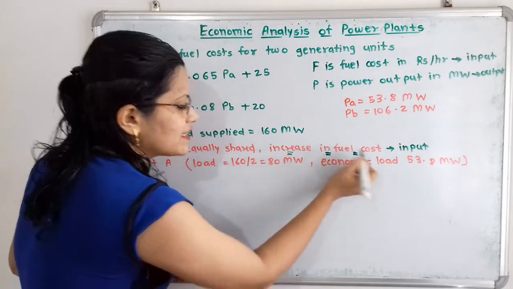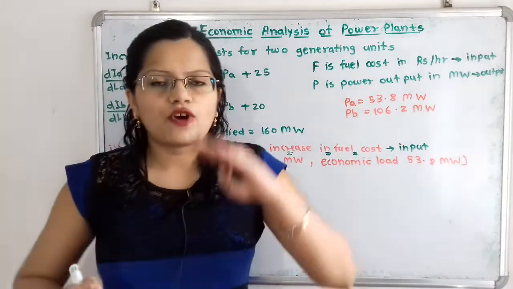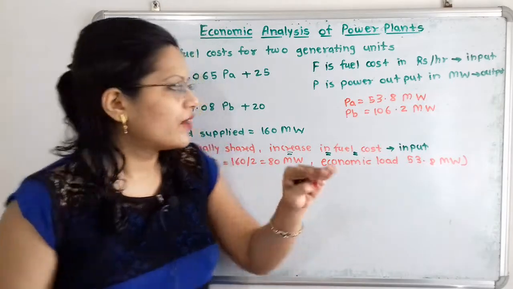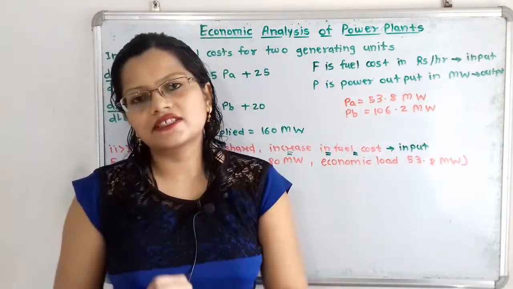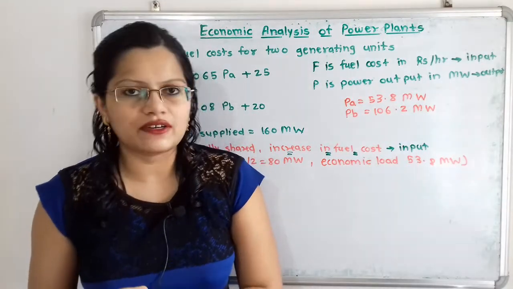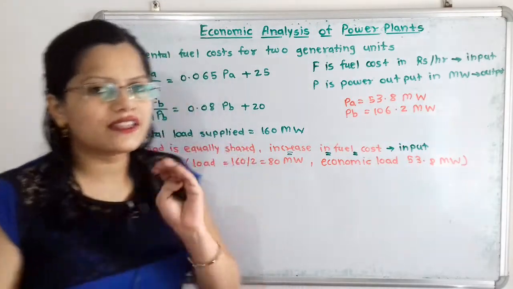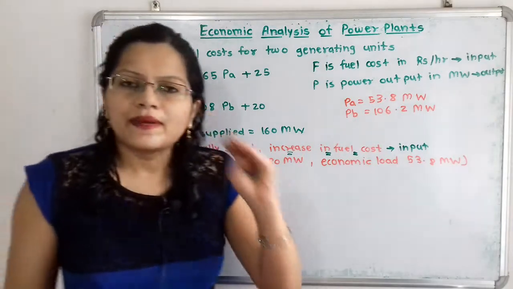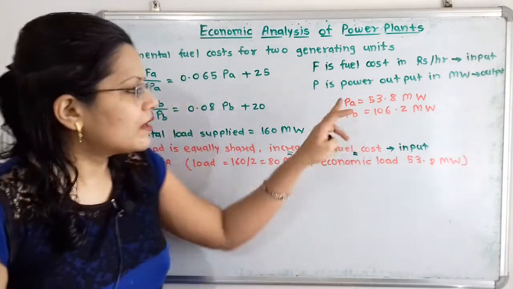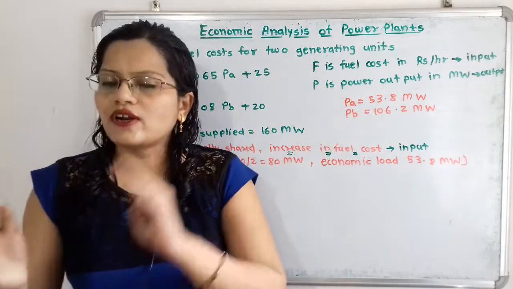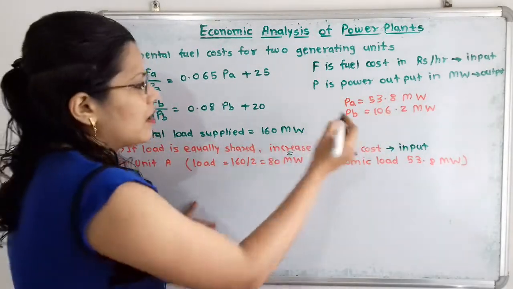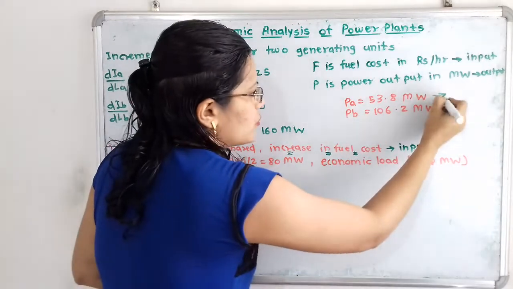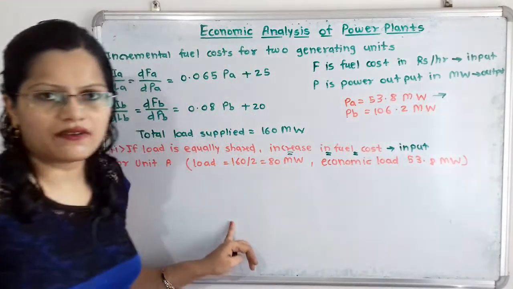So for this increase in fuel cost, that means from the minimum fuel cost, when economic loading is there, then what is the increase in fuel cost, that we have to find out. So we have to select the range in between the minimum loading. For the minimum fuel cost, what is the amount of loading? So for this minimum fuel cost, the loading is 53.8 megawatt.